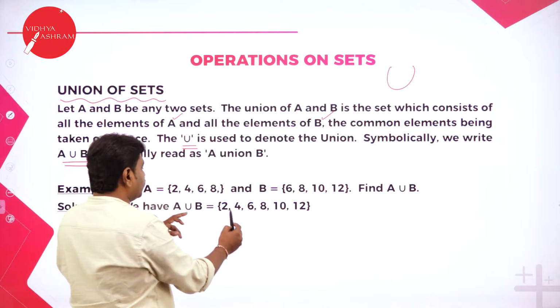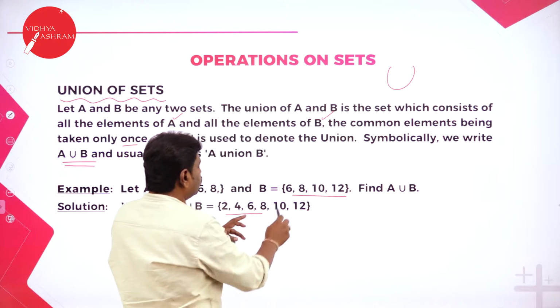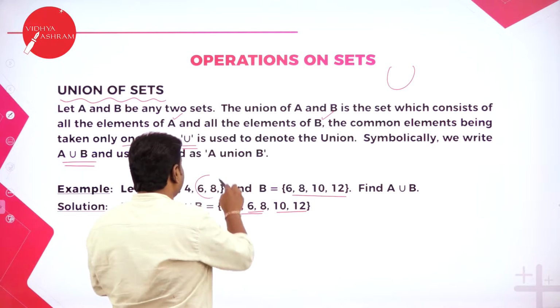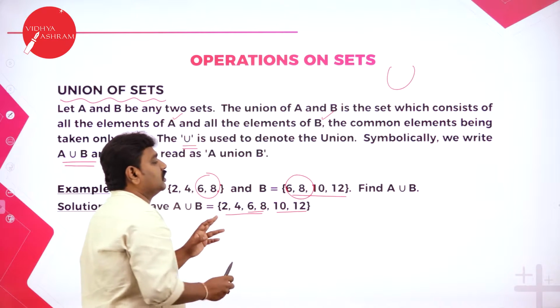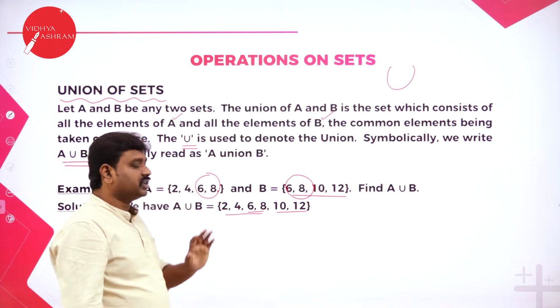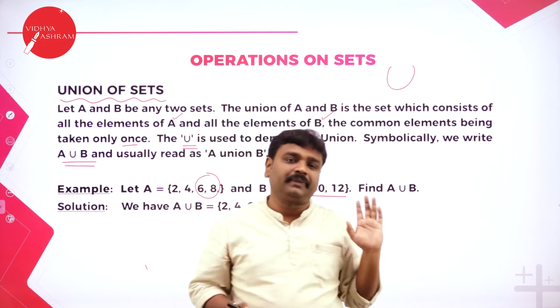So 2, 4, 6, 8. I wrote all 2, 4, 6, 8. And here I have 6, 8, 10, 12. So 6, 8 already we have written, then 10, 12. See, 6, 8 has been common for both. If there are elements repeated, you write them only once. That's it. Union means simple: combine the elements of both the sets without repeating.